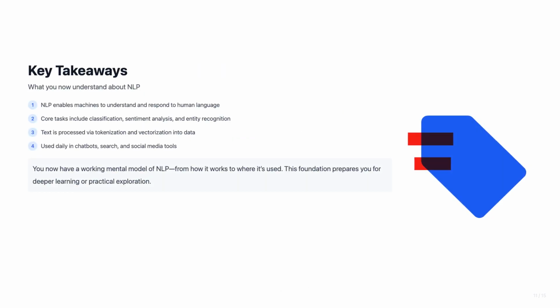Let's recap what you've learned. First, NLP helps computers understand and respond to human language, not perfectly, but in smart, useful ways. Second, key tasks like text classification, sentiment analysis, and named entity recognition give machines specific language skills. Third, computers turn words into numbers through tokenization and vectorization, allowing them to process language mathematically. And finally, NLP is already around you in voice assistants, email filters, and customer bots.